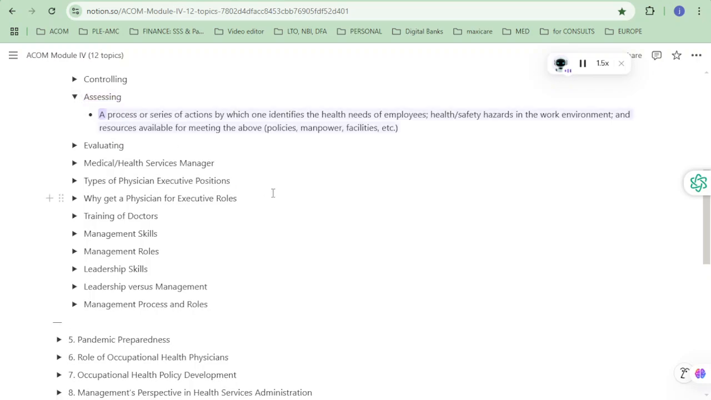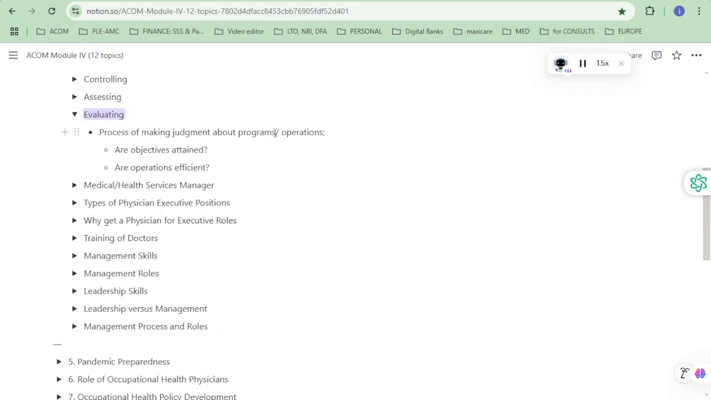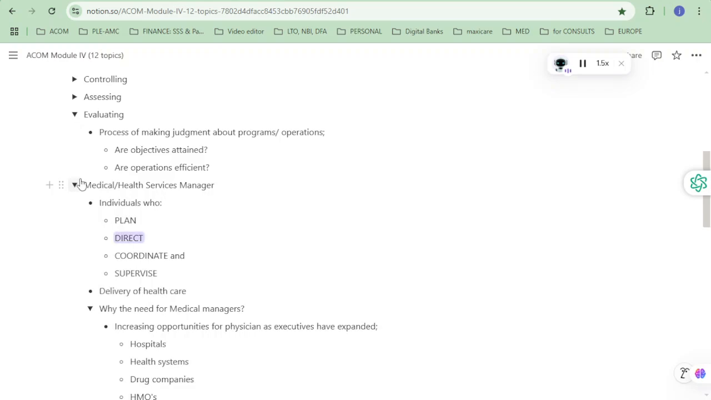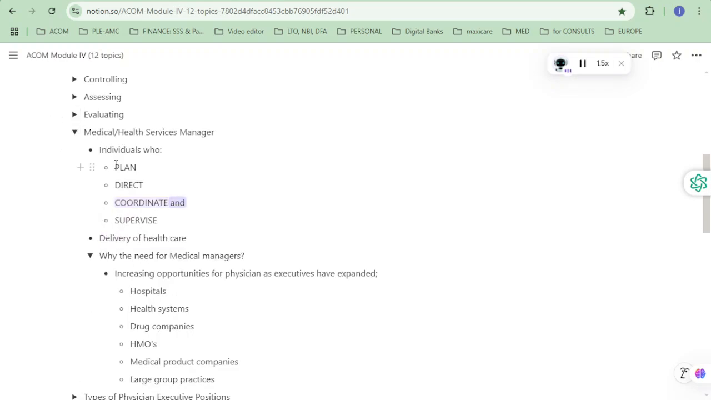Assessing: a process or series of actions by which one identifies the health needs of employees, health and safety hazards in the work environment, and resources available for meeting the above, policies, manpower, facilities, etc. Evaluating: process of making judgment about programs and operations. Are objectives attained? Are operations efficient? Medical/health services manager: individuals who plan, direct, coordinate and supervise delivery of healthcare.